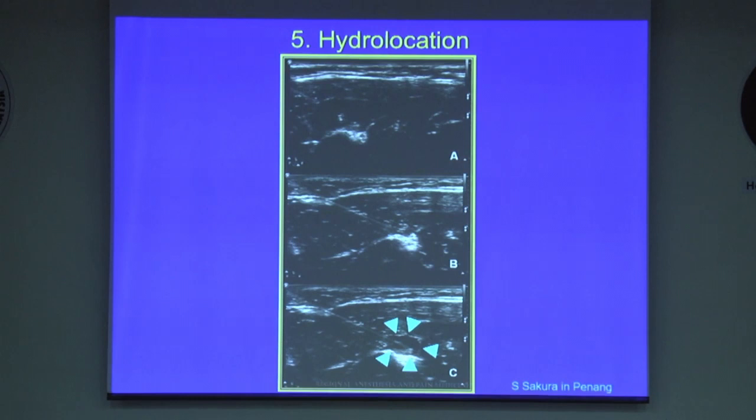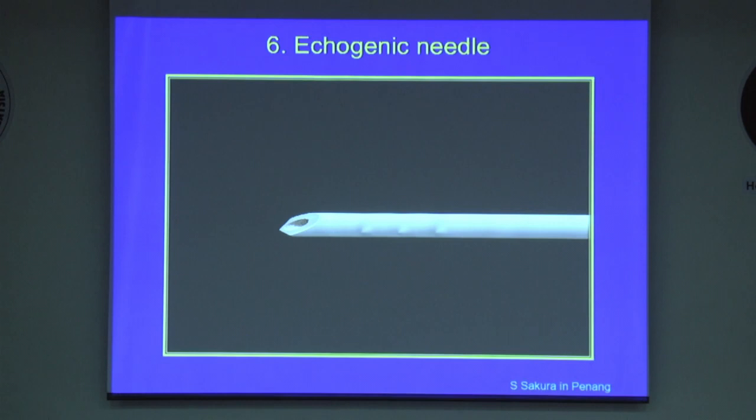The popularity of ultrasound guided regional anesthesia has increased. Many instrument companies have come up with some solutions to overcome the problem. These include echogenic needles. Echogenic needles use what I call special coatings or corner-stone reflectors to increase the reflection of ultrasound back to the transducer.